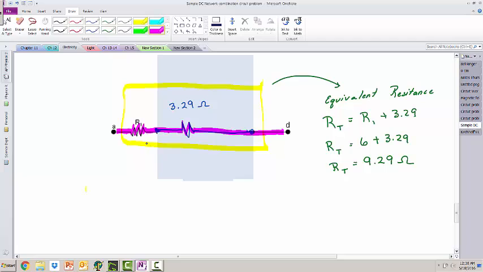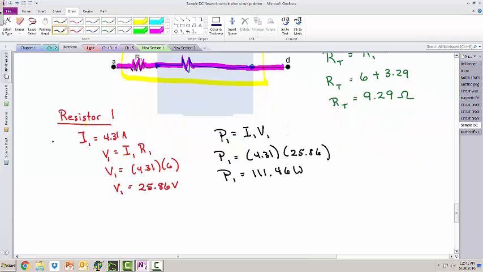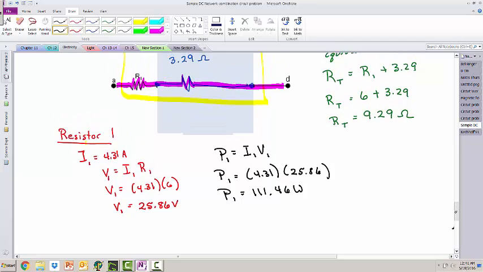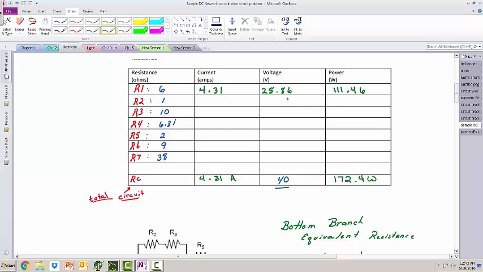And if I know what the current is, and I know the resistance, I can figure out what the voltage is across resistor 1. Okay, so because it's in series, the current going through resistor 1 is 4.31 amps. That voltage, V equals IR, the voltage across resistor 1, or the voltage drop, is 4.31 times 6, or 25.86 volts. But we can figure out the power also, because power is just current times voltage, so the power is the current, 4.31 amps, times the voltage, 25.86 volts, and that gives us 111.46 watts. So I'm going to fill out my table with that information. So for my resistor 1, I've got the current filled in, the voltage filled in, and the power filled in.